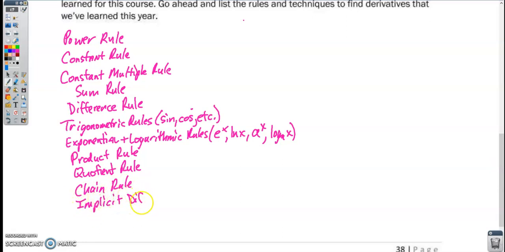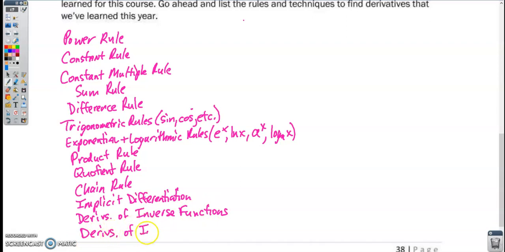Not really a rule, but just a technique for dealing with implicit differentiation. And then we learned, let's see, derivatives of inverse functions, how to find those. And then in our last section before this one, we learned how to take derivatives of inverse trig functions. So we have a pretty nice list of derivatives of inverse trigonometric functions. So we've got quite a list of rules.